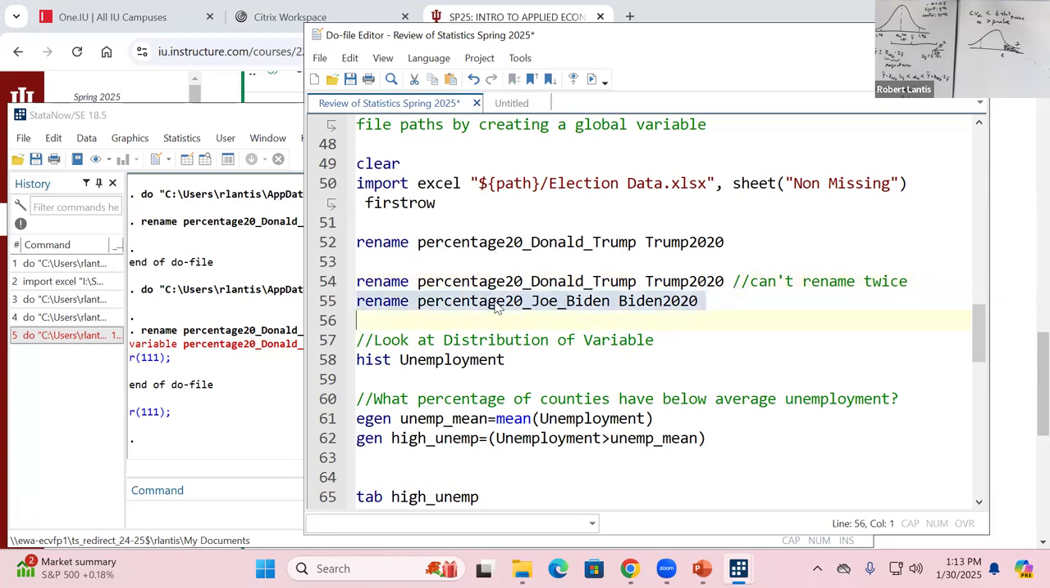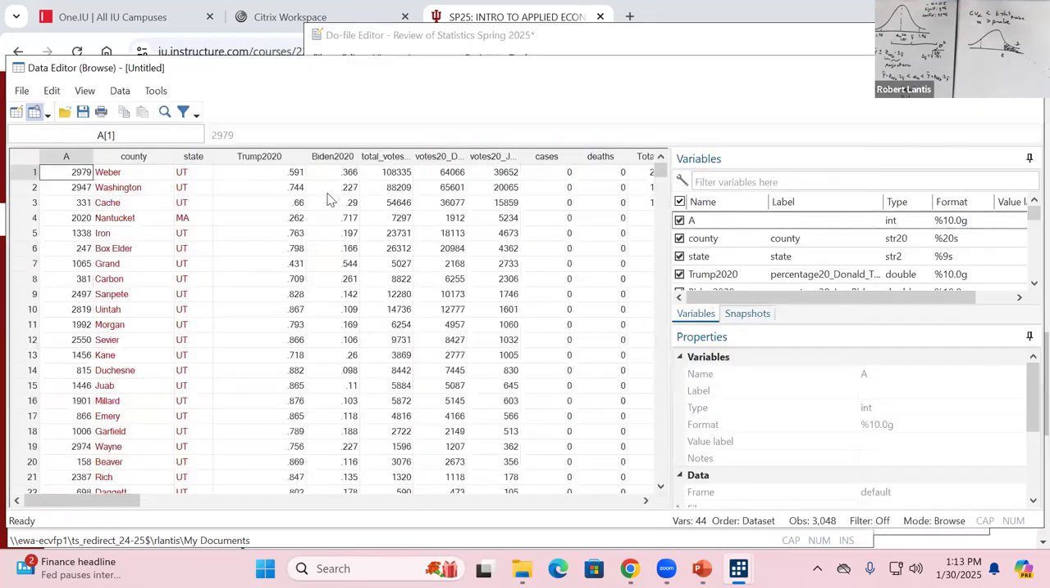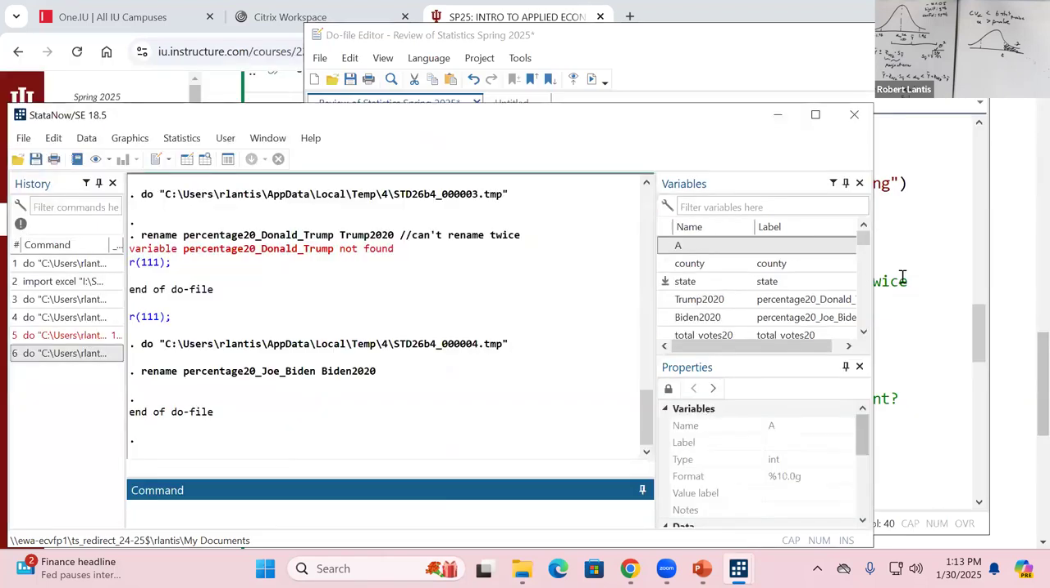I'm also going to rename this other one so that I have Biden's proportion of votes in 2020. And I believe this was at the county level. Okay. So, you know, I might look at this and say, okay, I can see the proportion of people that voted for Trump or Biden in all these different counties and different states.